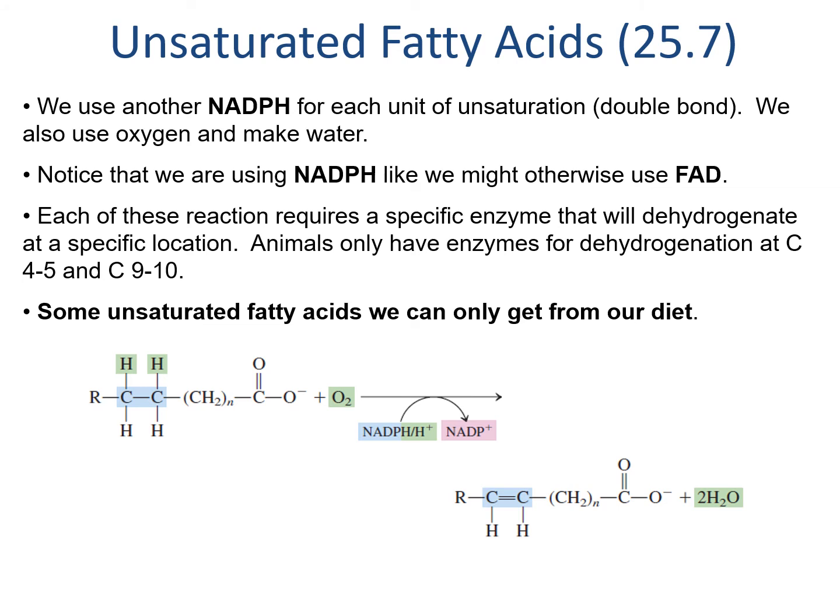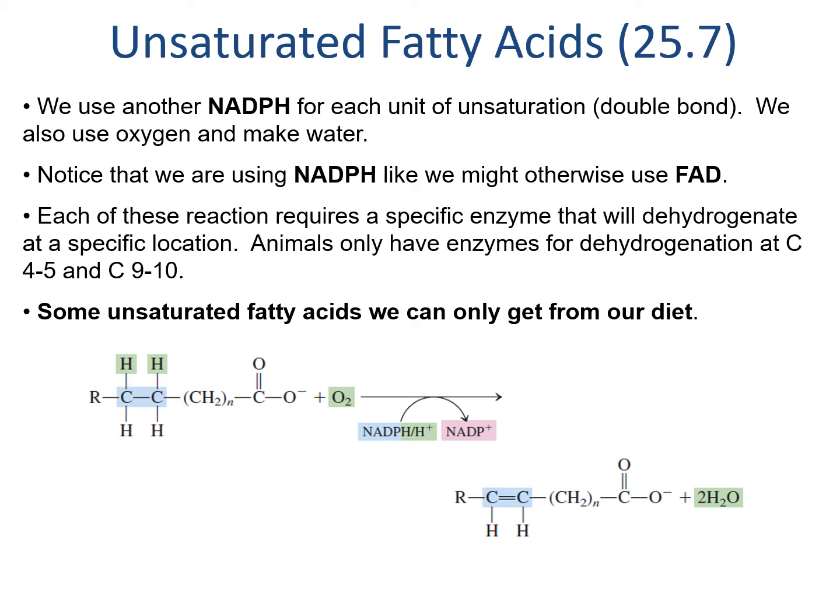We can't make unsaturation at all locations on a fatty acid, but we can make some unsaturation in our bodies. We accomplish this by using oxygen to oxidize both an alkane to an alkene and NADPH to NADP+. This means that it actually costs us energy to oxidize an alkene, where in all other oxidations we gained energy. We consider NADPH essentially like NADH, so again it's worth 2.5 ATP. Each double bond then costs us an additional 2.5 ATP to make.